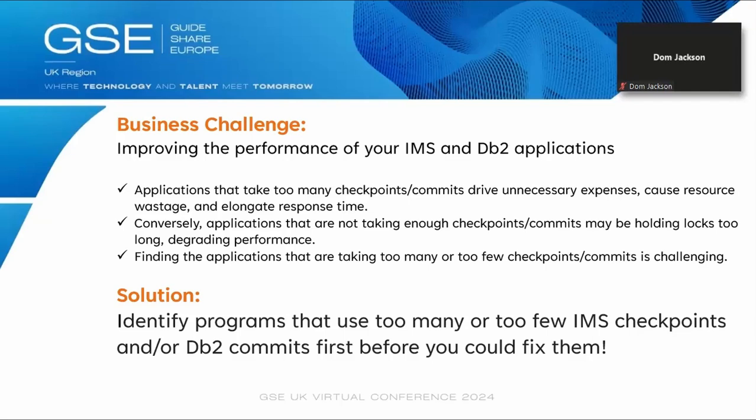Now, we have looked at the business problem, and the solution is pretty simple. We need to be able to identify programs that use too many or too few IMS checkpoints and/or DB2 commits. We need to do this first before we can go and fix them. Identify them before you can fix them is the mantra over here.